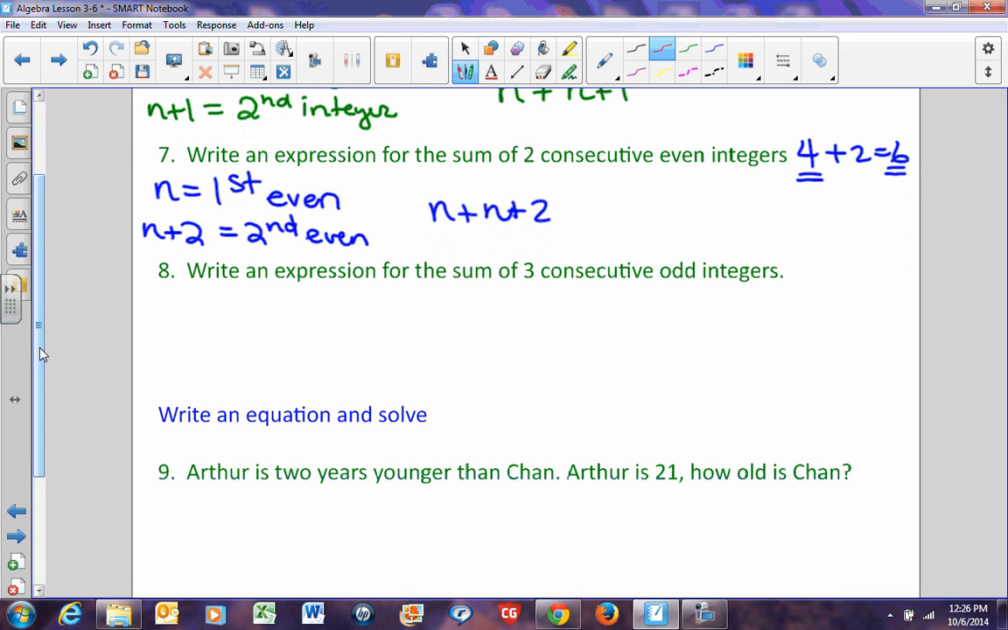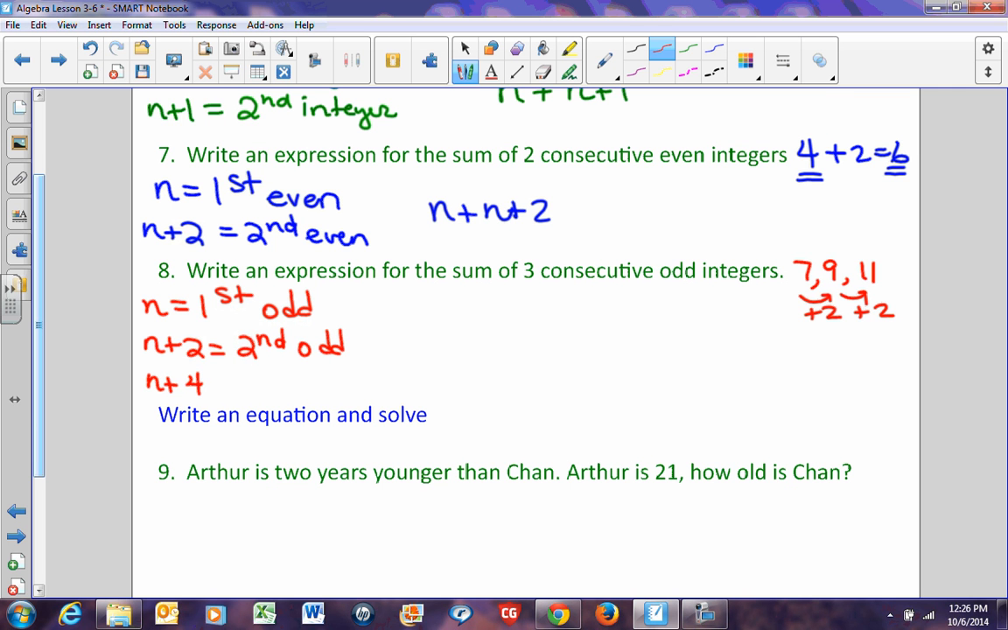Okay, odd integers now. So I'm going to let n equal my first odd. To keep them odd, you're not going to add 1 or 3. You're still adding 2. Because if I have the number 7, to get to 9, I have to add 2. And to get to 11, I have to add 2. So odd numbers are 2 numbers apart, just like even numbers are 2 numbers apart, as long as you start with an odd or start with an even. So n plus 2 will be my second odd. And since I have 3 of these this time, n plus not 2, but 2 more than 2, n plus 4 would be my third odd.